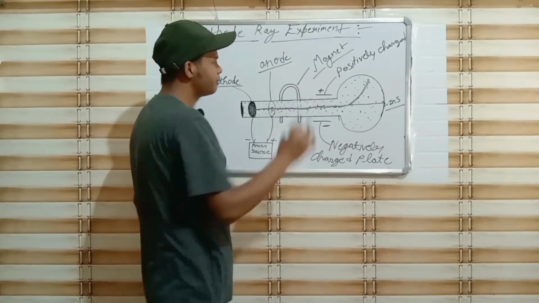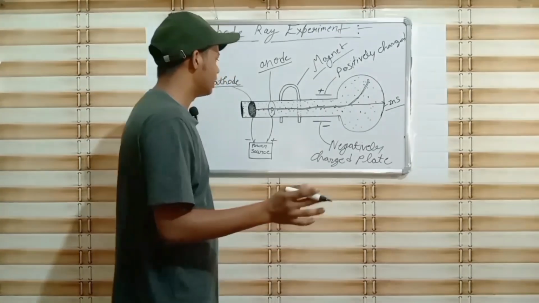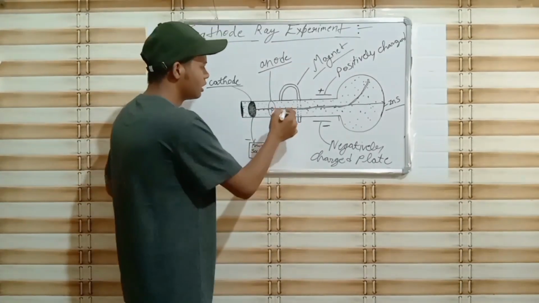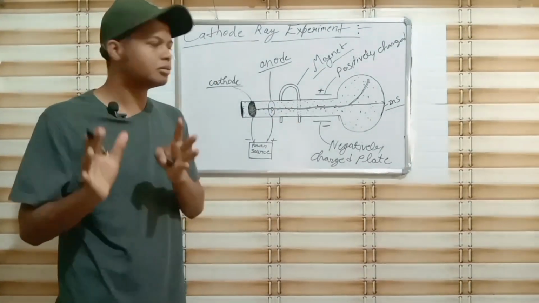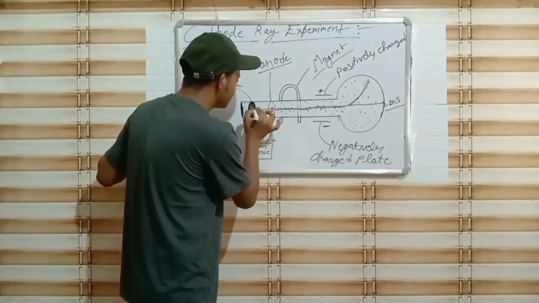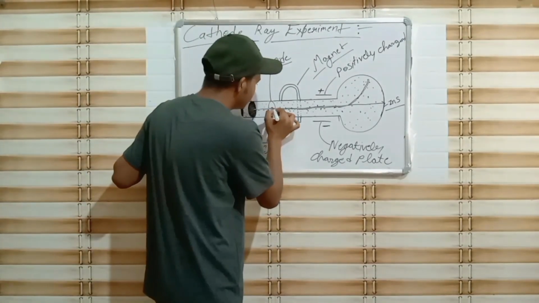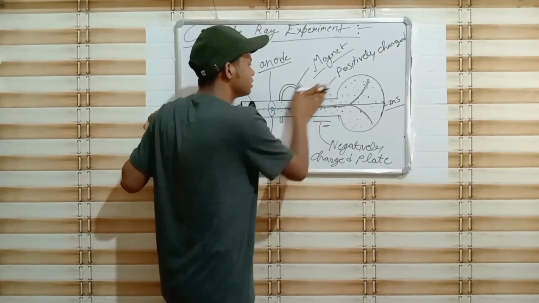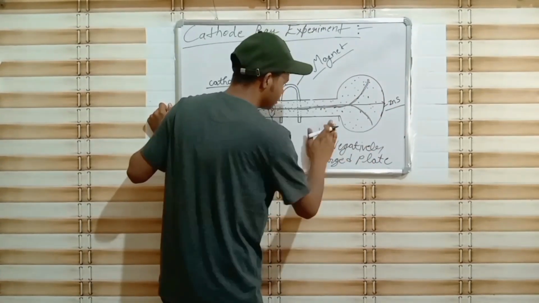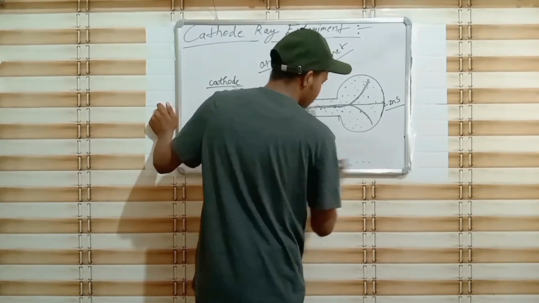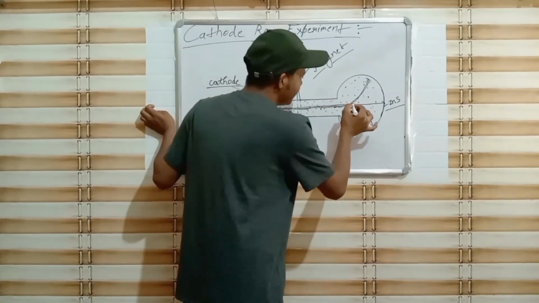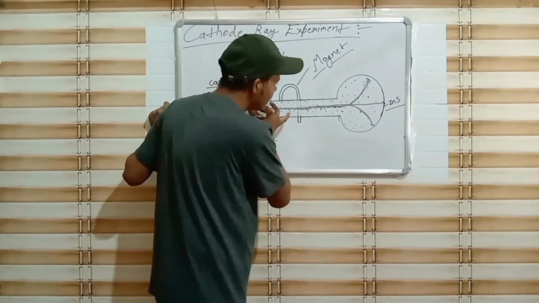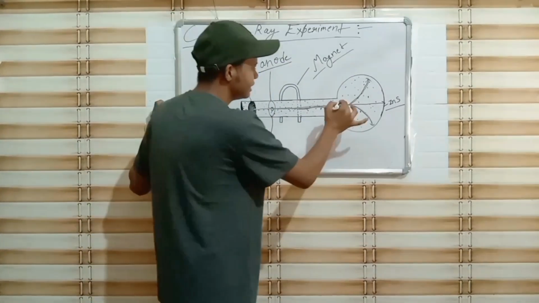Now he removed the positively and negatively charged plates and put a magnet on the discharge tube. After putting the magnet on the discharge tube, the beam coming out of the cathode bent again, but in this direction. In the electric field, this beam bends towards the positively charged plate, and in the magnetic field, this beam bends in this direction.